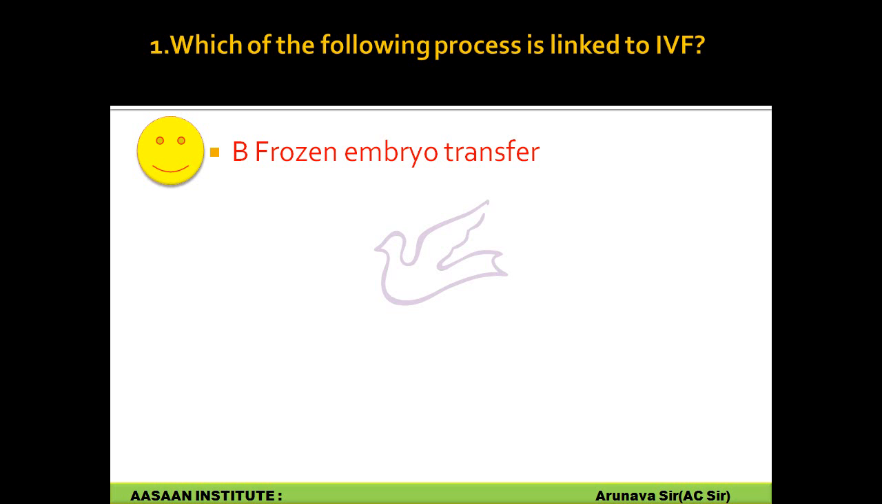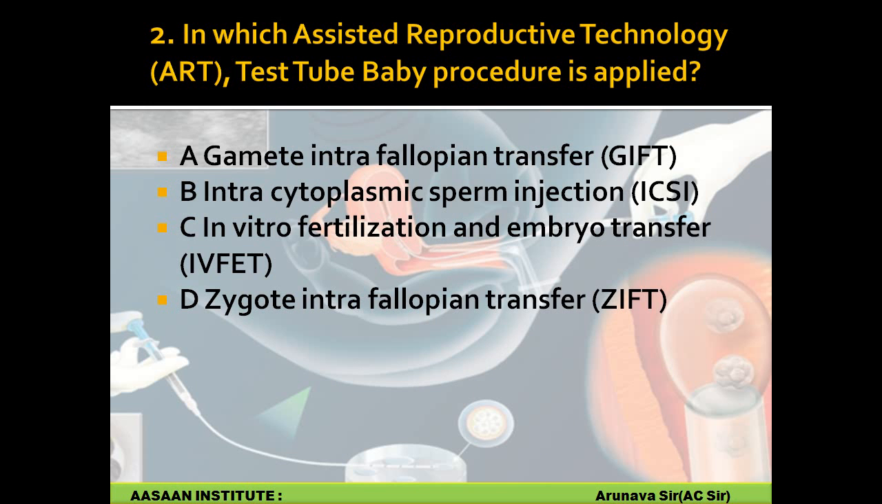Now we go to our second question. In which assisted reproductive technology or ART is test tube baby production applied? In the test tube baby technique, it is also the IVF technique, where in vitro means fertilization happens outside the body and the embryo is transferred into the female body or the surrogate mother for test tube baby production.